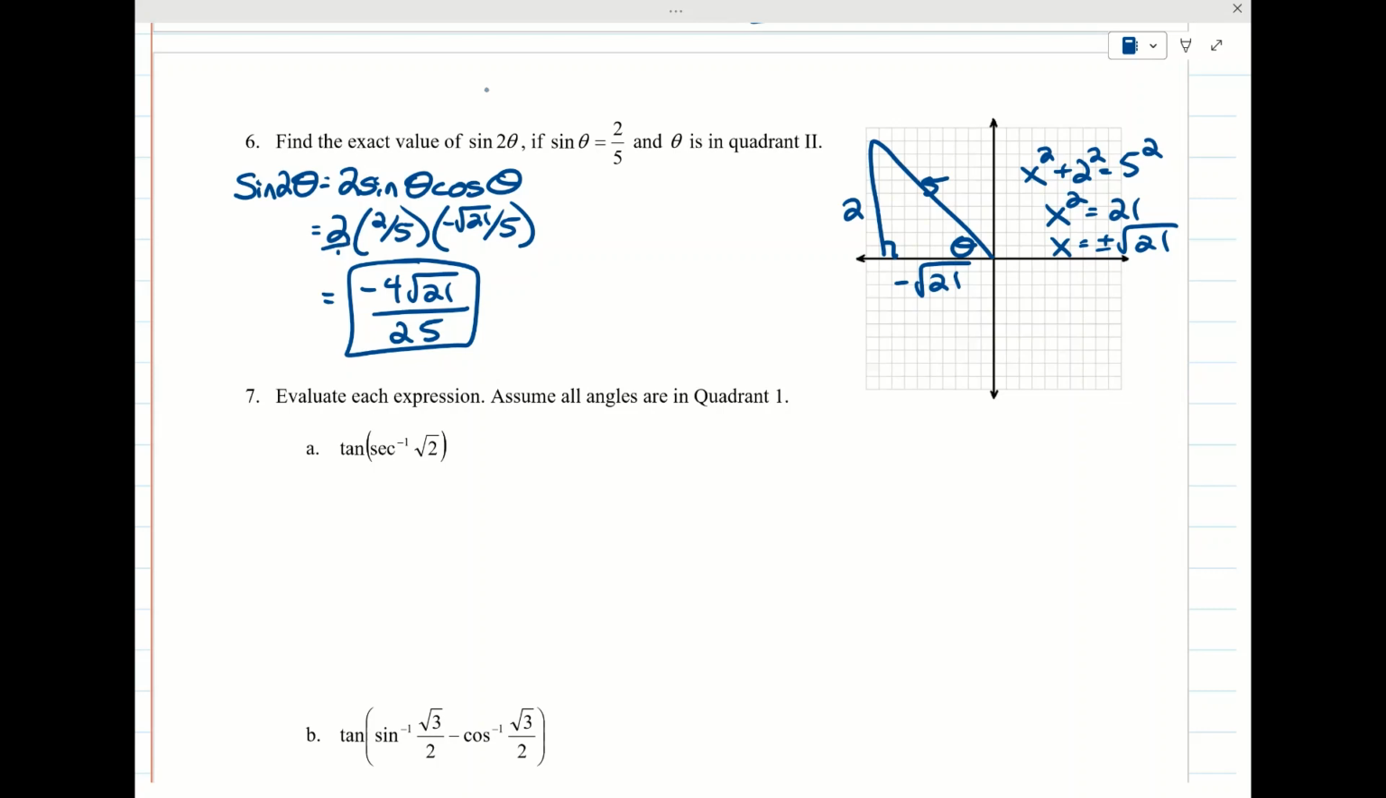So when we multiply fractions, we just go straight across. 2 times 2 is 4, and negative root 21. So 4 times negative root 21 is negative 4 root 21 over 5 times 5 is 25.